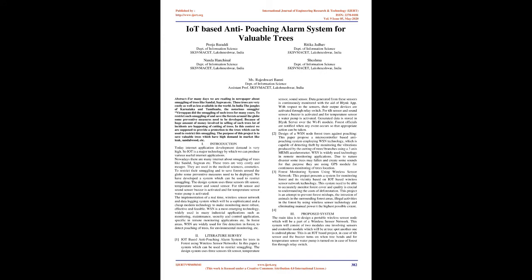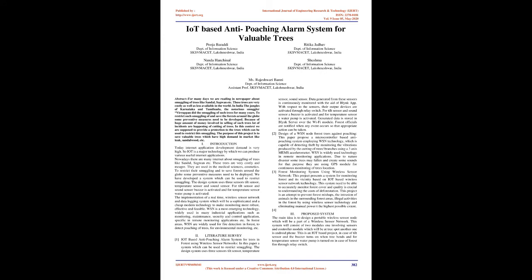So IoT is a major technology by which we can produce various useful Internet applications. Nowadays there are many reports about smuggling of trees like Sandal, Sagwan, etc. These trees are very costly and meager. They are used in medical sciences and cosmetics. To restrict their smuggling and to save forests around the globe, some preventive measures need to be deployed.